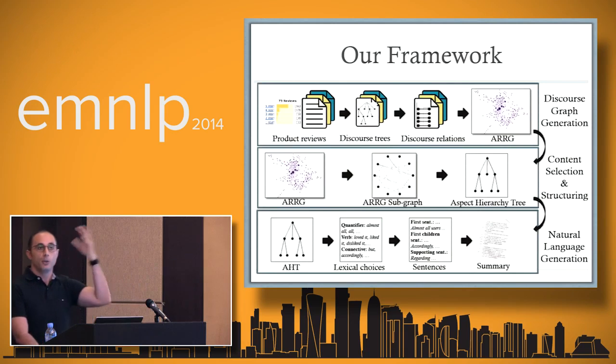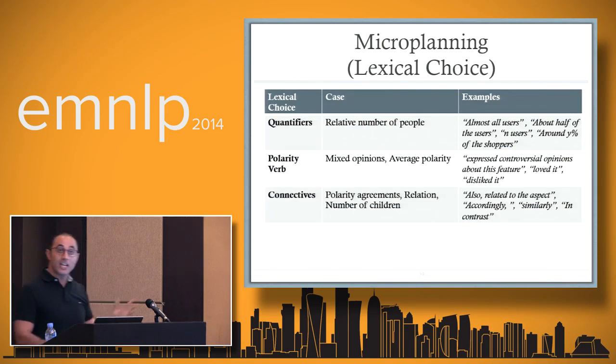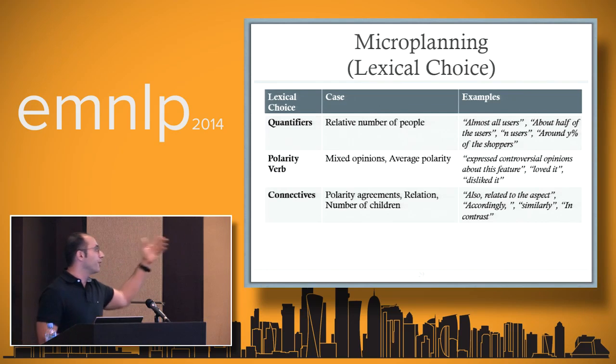We have this aspect hierarchical tree. We send it to our natural language generation framework. Our natural language framework is a template-based framework. Like other natural language frameworks, we have the first step of macro planning, where we try to select our lexical terms. So lexical choice is decided here. We have quantifier, polarity verbs, connectives. We have a lot of cases.